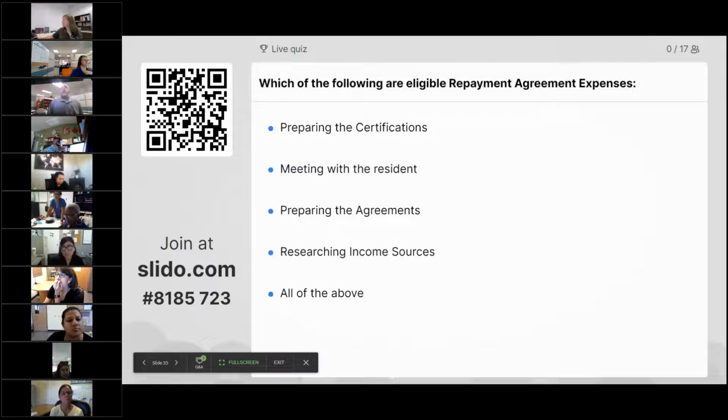Which of the following are eligible repayment agreement expenses? Preparing the certs, meeting with the resident, preparing the agreement, researching income sources, or all of the above.